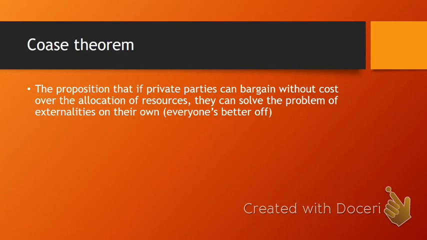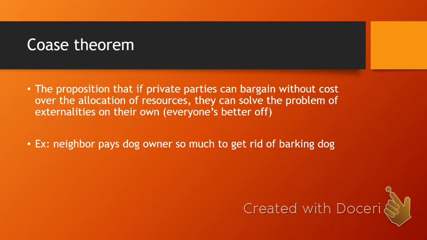But note that it says without cost over the allocation of resources. If they make a contract, they're probably going to have to hire a lawyer. There's going to be some cost to coming to this kind of agreement. So the Coase theorem is really not realistic because of the bargaining part of it, the transaction cost to it.